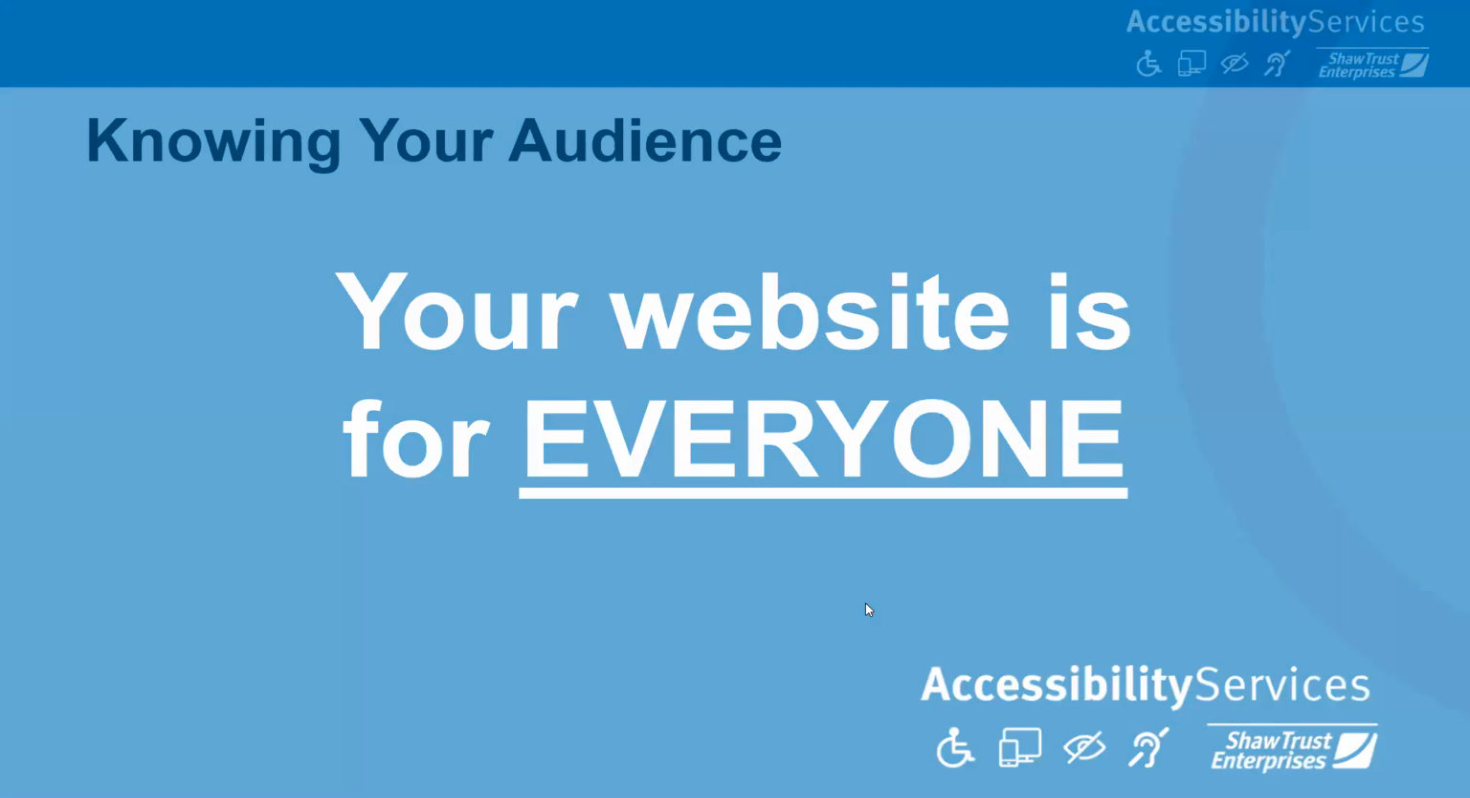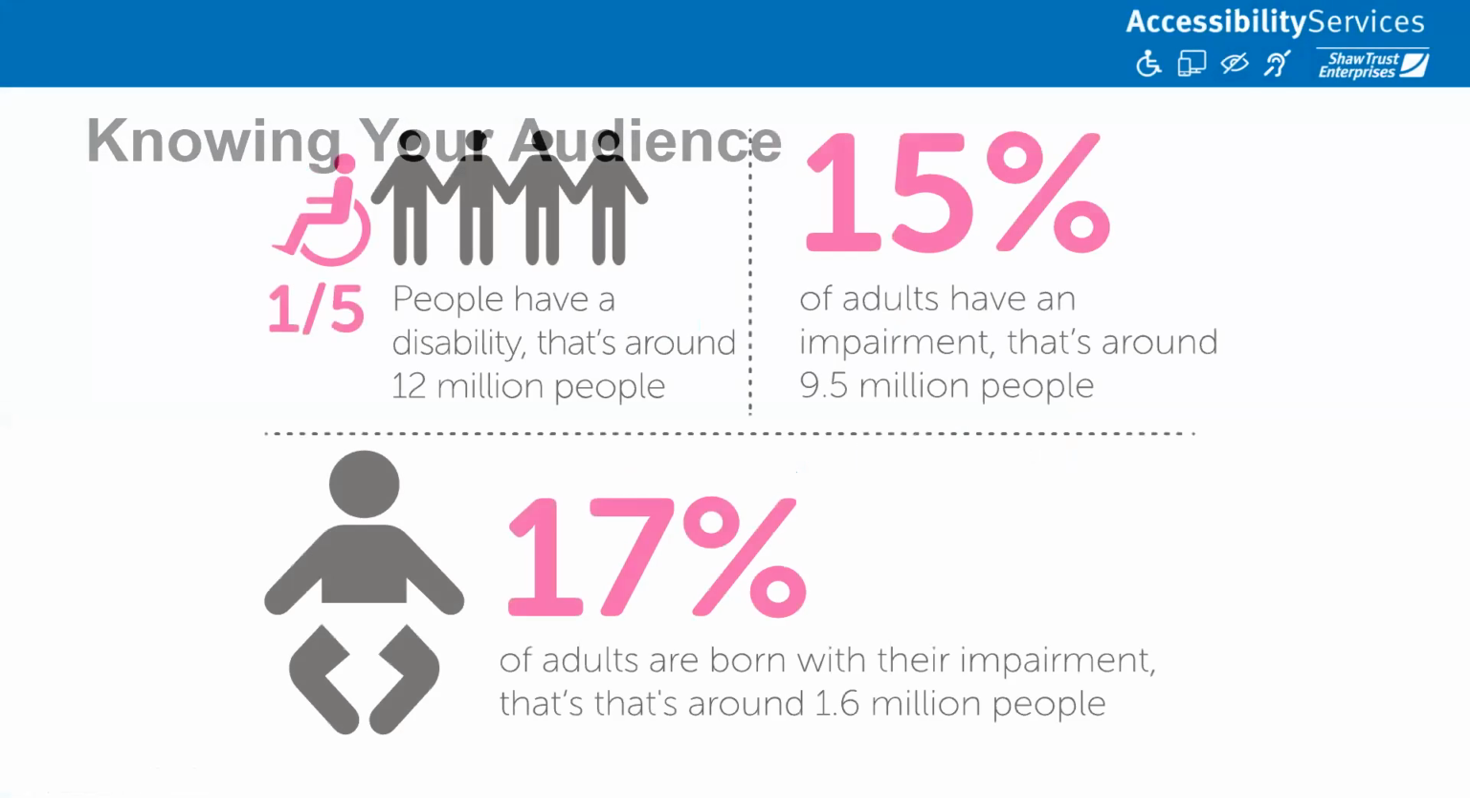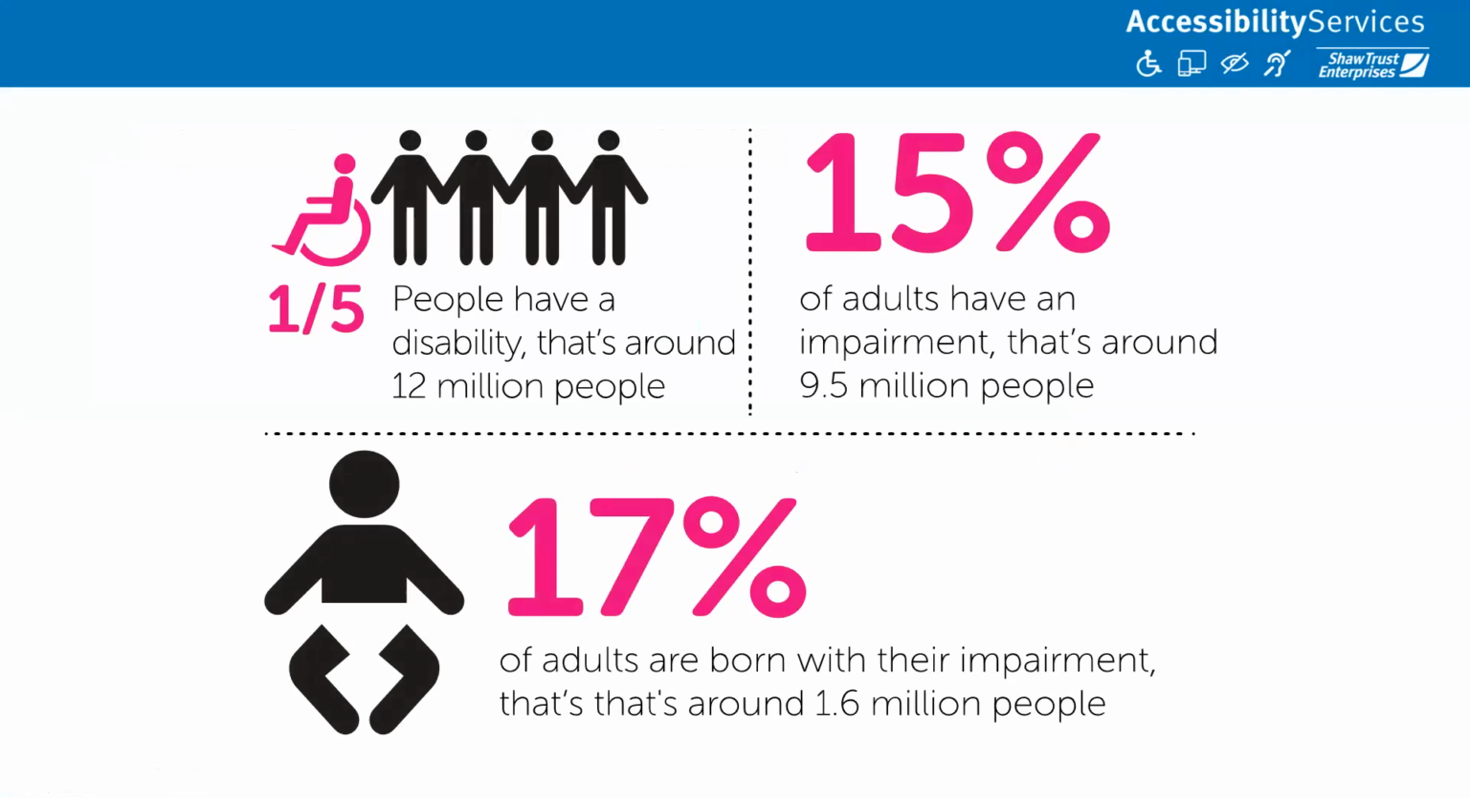So what does our actual audience look like then? Why should I bother thinking about accessibility? And why should I even think that I've got any clients that have got disabilities or impairments? Well, 1 in 5 people living in the UK have a disability. At the time of these statistics, they're probably a little bit higher now, but at the time that was around 12 million people. So that's a massive chunk of the population that has some sort of disability or impairment.